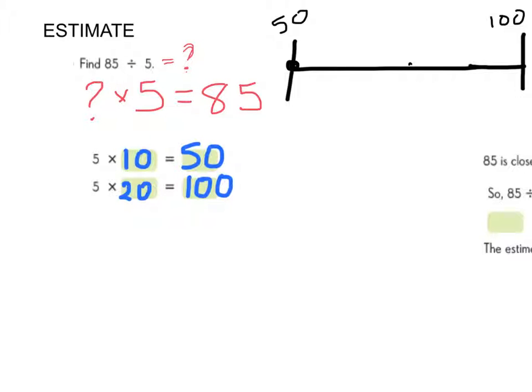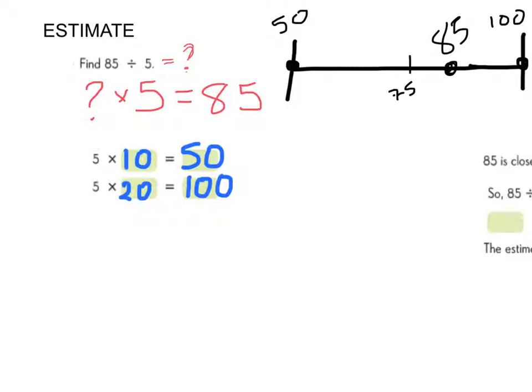On a number line, we have 50 here, 100 here. The midpoint would be 75, that's in the middle, right? So that means that right about here, maybe, is 85. Remember, we're trying to get as close as we can to 85. Our original problem is 85 divided by 5. We want to get as close as we can to 85.